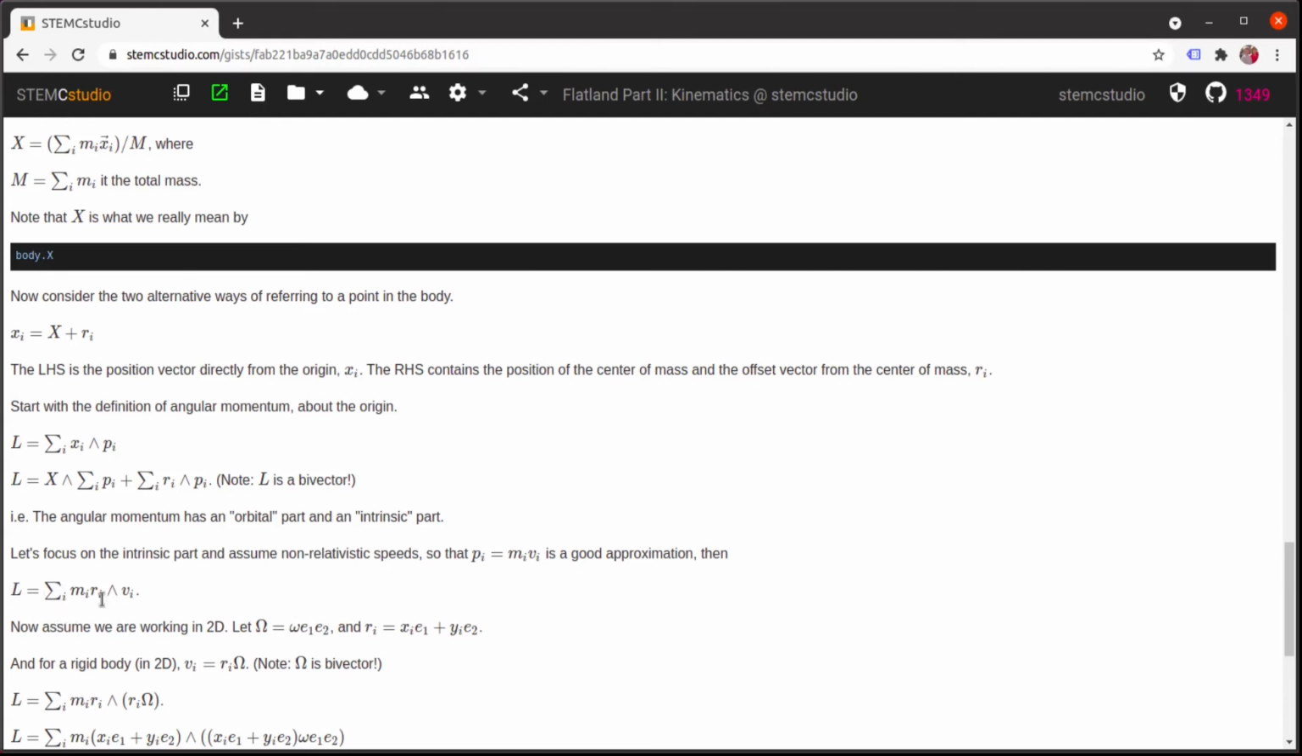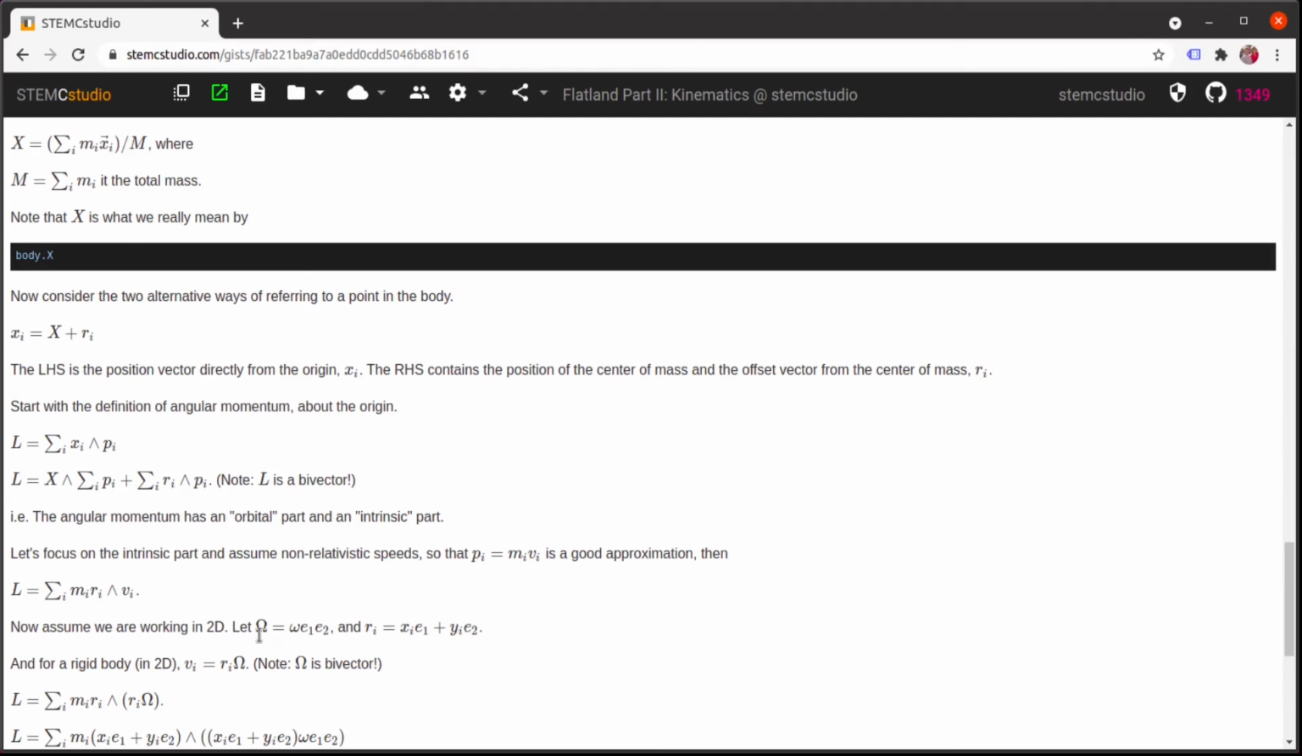And so we can put that into our equation for our intrinsic angular momentum. Sorry for using the same symbol here when I'm just referring to the intrinsic part. But this is the intrinsic part. And now what we're going to do is, again, assume we're working in 2D. And again, this is going to provide a little bit of a simplification. And maybe in a future course, we'll work through the 3D case, which is a bit more complicated.